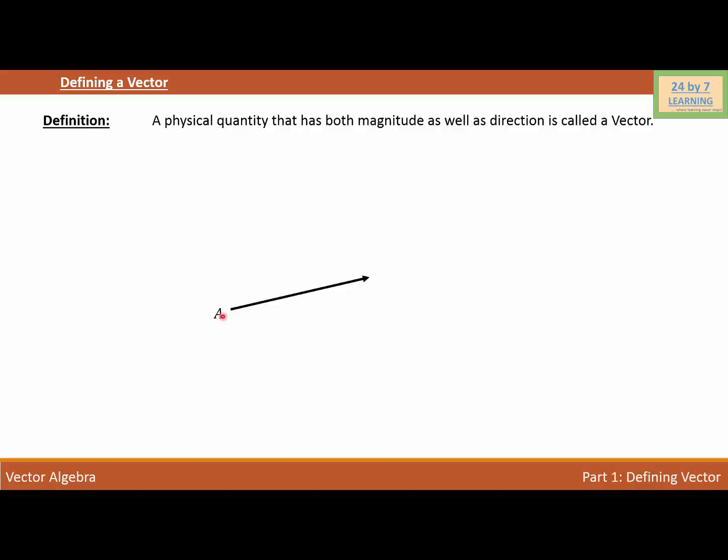As you can see, this point here is A, and that point is known as the starting point of the vector, and this point here is B, and that point is known as the terminal point of the vector. As you can see, I have a vector AB with starting point A and terminal point B. So basically this is the starting point and this is the end point of the vector.